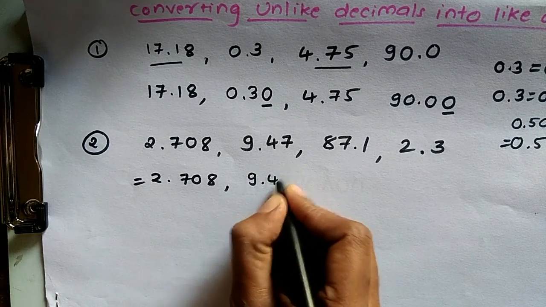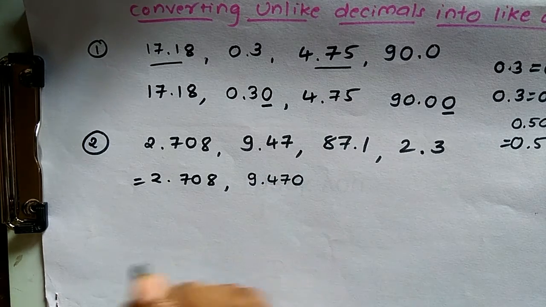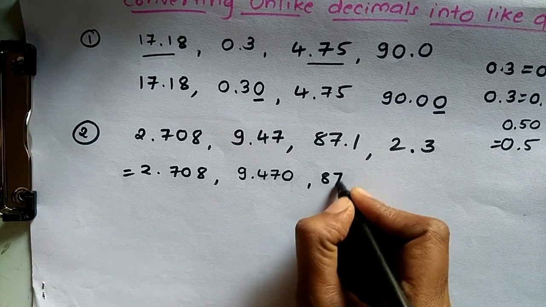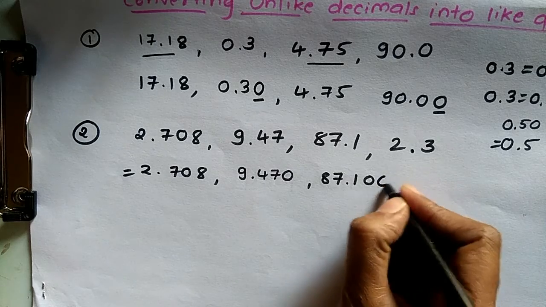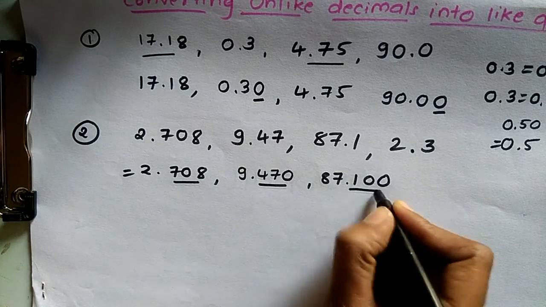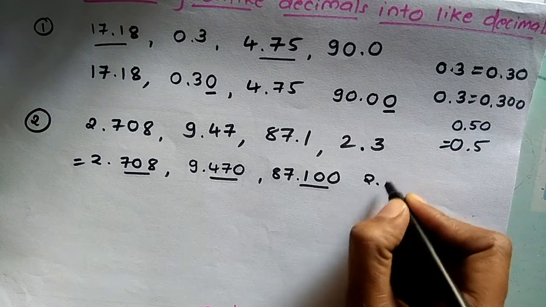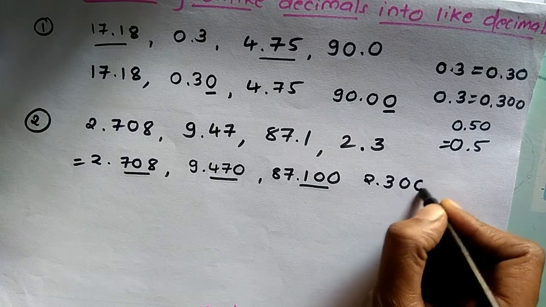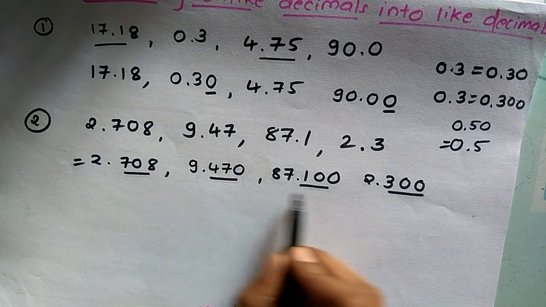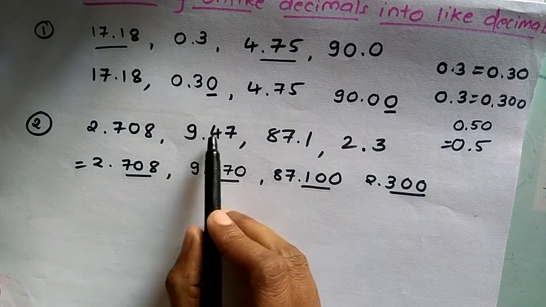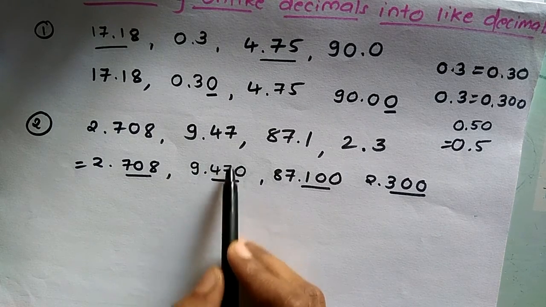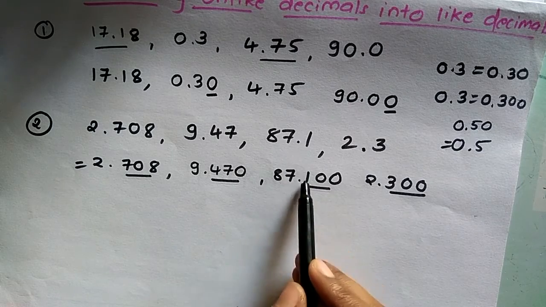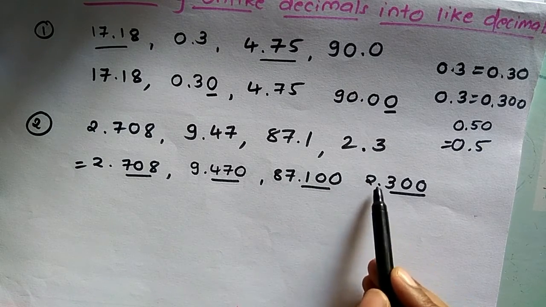So 9.47, and here we have to put the 0. Next here 87.1, here we have to match 2 more places. So total 3 places we have after the decimal. Here 2.312, so total 3. So these are called as what? Like decimals. And the value of 9.47 is nothing but 9.470. So they are equivalent. Here these are also equivalent, and 2.3 is equivalent to 2.300.